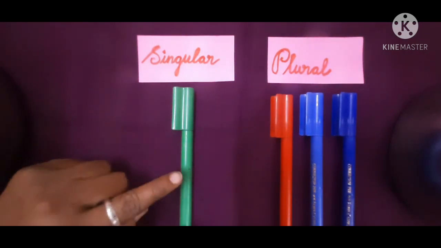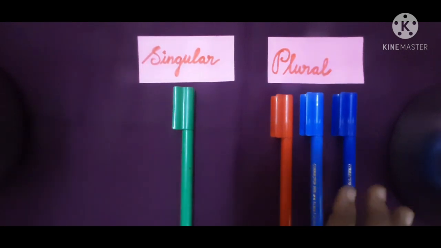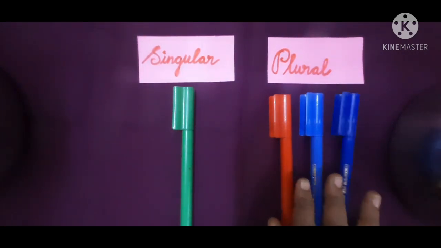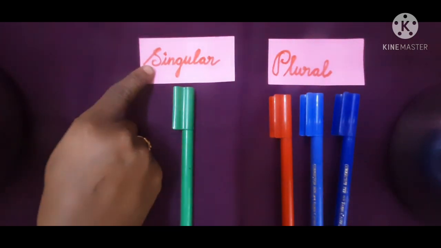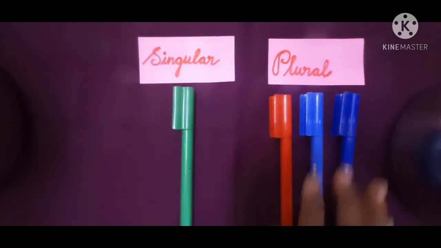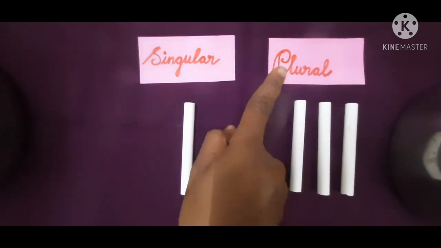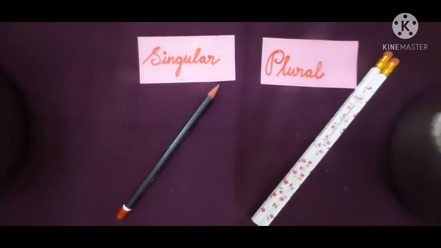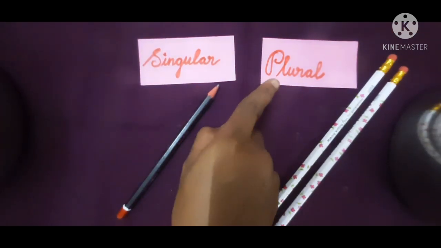If the object is one, it is a singular noun. If the object is more than one, it is a plural noun. One sketch, singular. More than one sketches, plural. One chalk piece, singular. More than one chalk piece, plural. One pencil, singular. More than one pencil, plural.